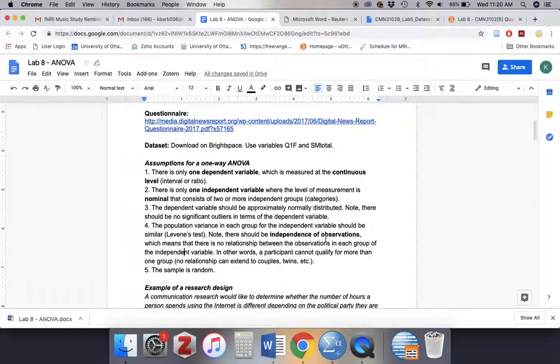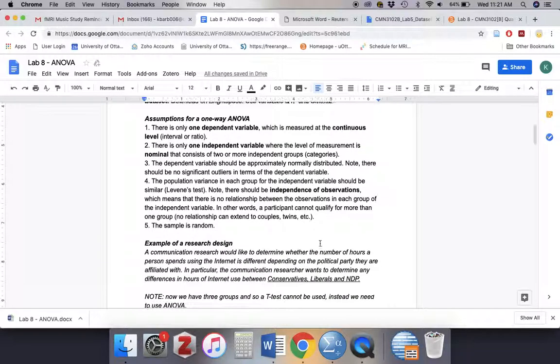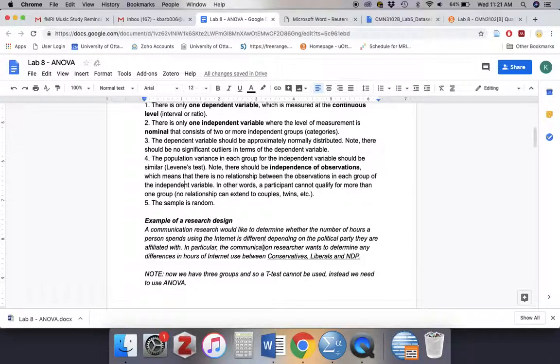So the difference between a t-test and an Anova is that the independent variable measured at the categorical level actually has more than two levels to it. In the example of a t-test, our independent variable at the categorical level would be something like gender, which has, let's say, two levels, male and female.